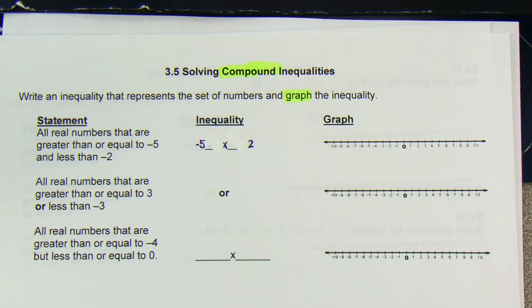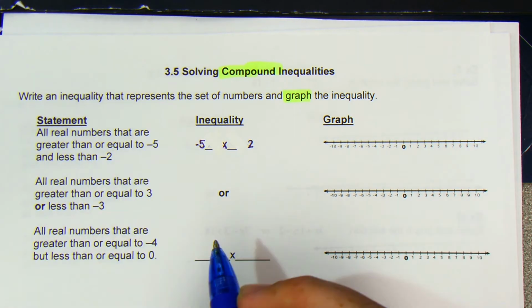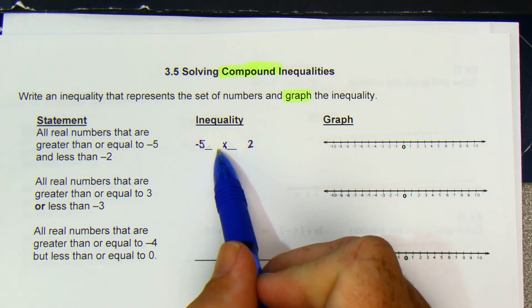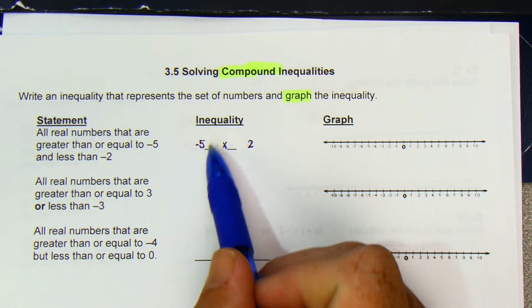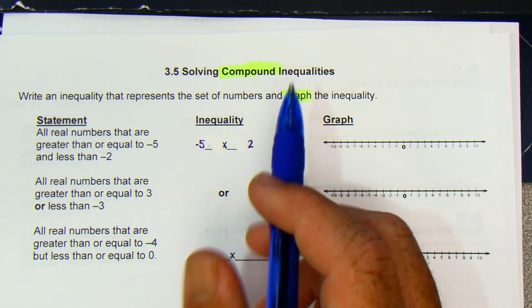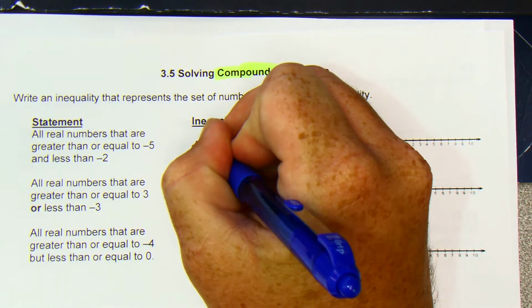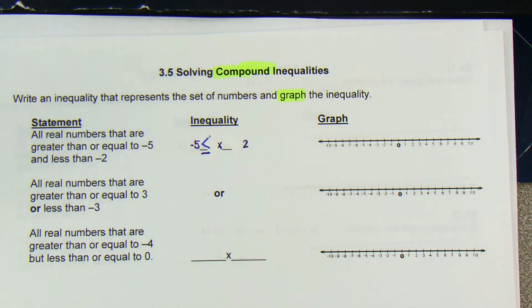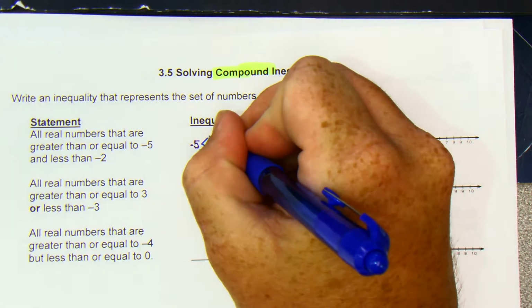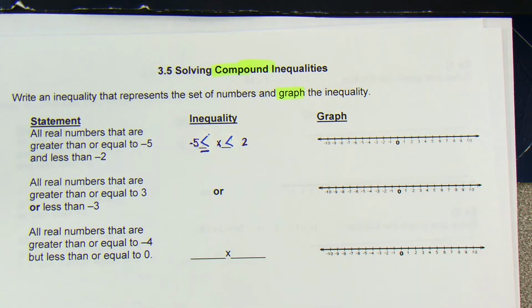This statement says all real numbers that are greater than or equal to -5. If you look, our x right now is between this and this -5. So we want our greater than sign to be facing our x. Since it's greater than, we need the mouth to be open to the x. So we have x is greater than or equal to -5, and x is less than 2. Now it wants us to graph that.